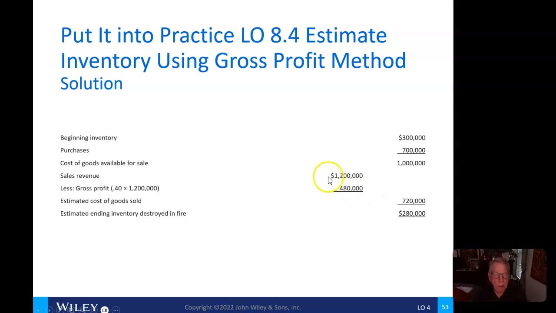Subtracted from the $1,200,000, we get $720,000. And that's our estimated cost of goods sold. So our estimated ending inventory that was destroyed in the fire would be the $720,000 subtracted from the $1 million to get $280,000.